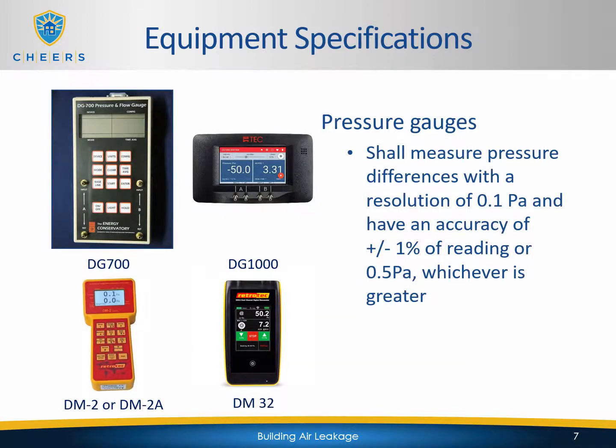So these are the specs for the pressure gauges. Now the pressure gauges are the exact same gauges they were using for the duct blaster test. So it's the same gauges just being used for a different test. As far as pressure gauges are concerned, they have to be digital, obviously, and they shall measure pressure differences with a resolution of 0.1 Pascals and have an accuracy of plus or minus 1% of reading or 0.5 Pascals, whichever is greater.